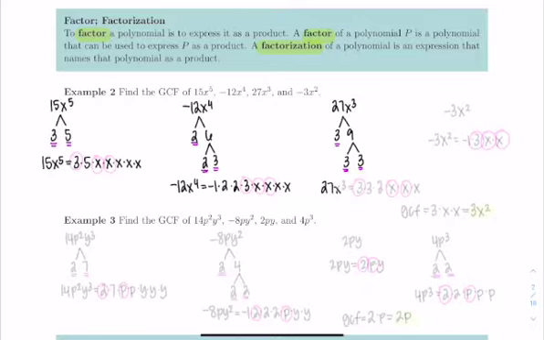So we end up getting 3 times 3 times 3 times x times x times x. And we have one more. It's pretty simple because 3 is prime. So negative 3x squared, that can just be written as negative 1 times 3 times x times x.